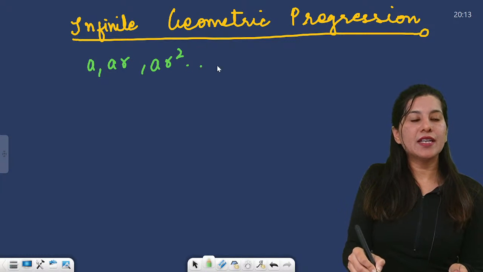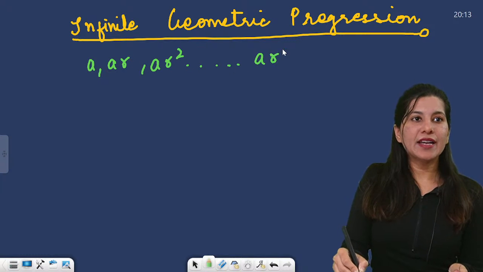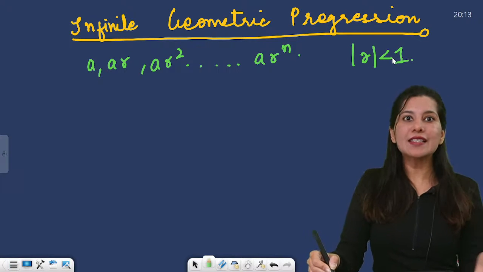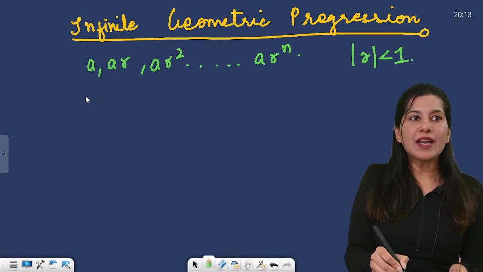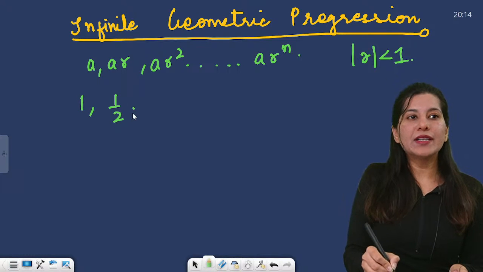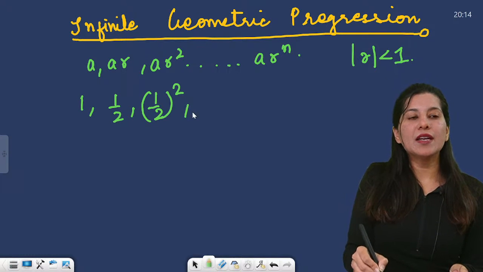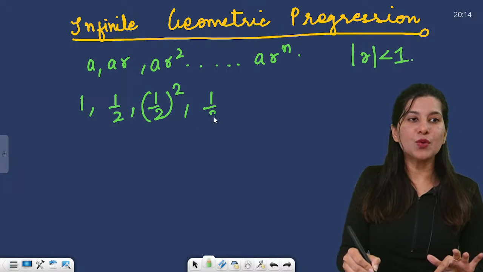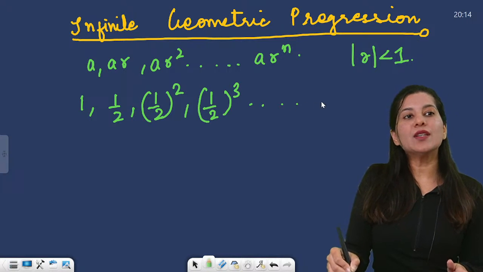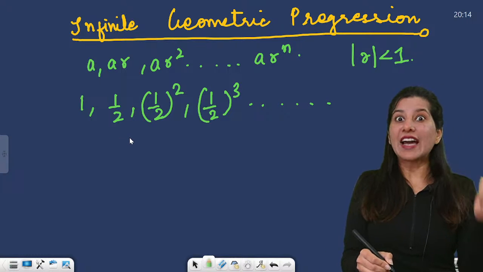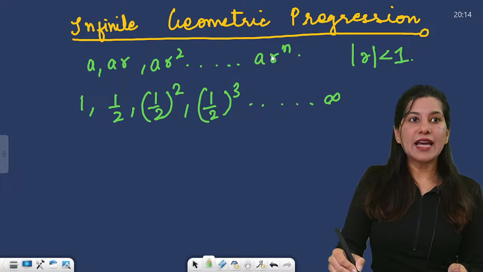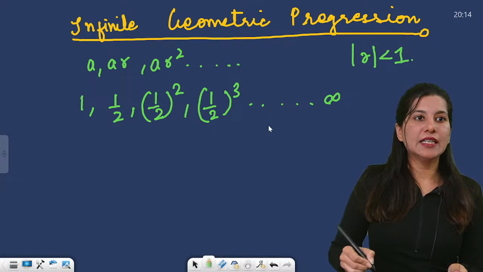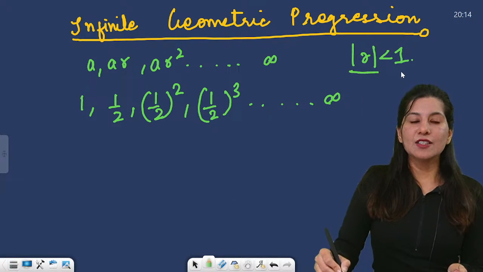a, ar, ar square, ar cube and ar raised to power n, where your r is less than 1, or mod r is less than 1. That means you are having 1, then 1 by 2, then 1 by 2 square, 1 by 2 cube. That means your common ratio is a fraction, right? And here your last term is the infinite term, ar raised to power infinity, right? So this is the condition.